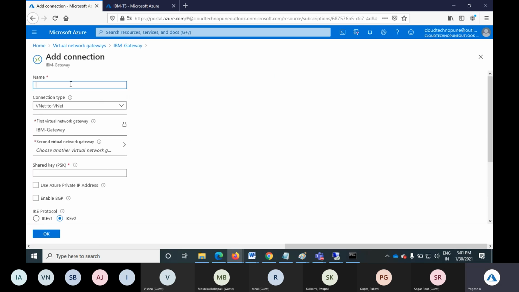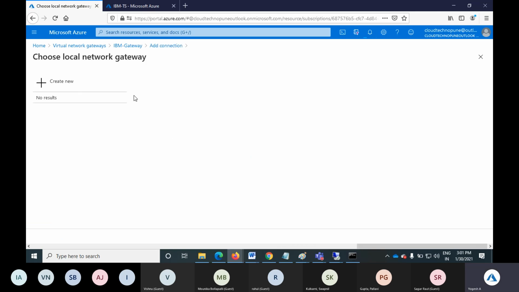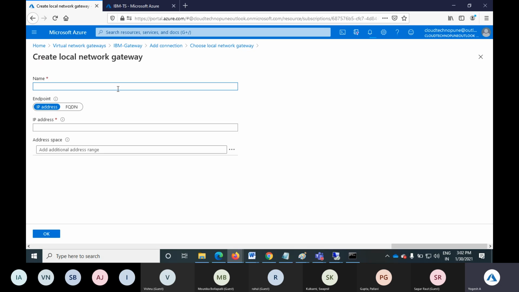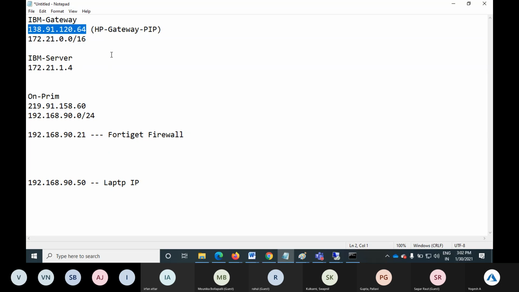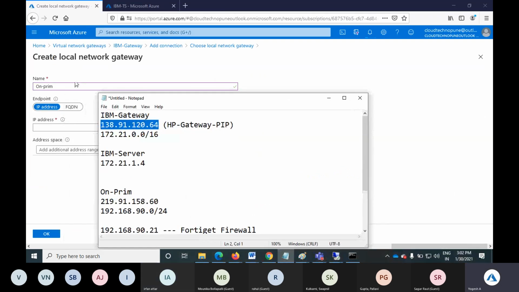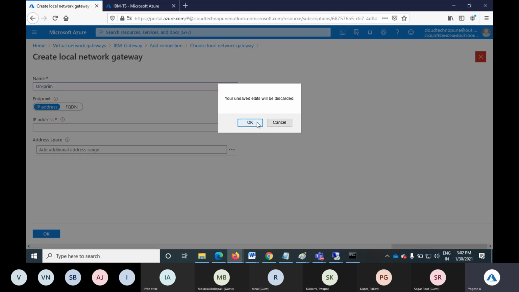Okay, let's add the on-prem site to site. Try using a different name, Yogesh. This is a different name, only on-prem. Before, we used some IBM to on-prem. Okay, or we can say this is branch one.